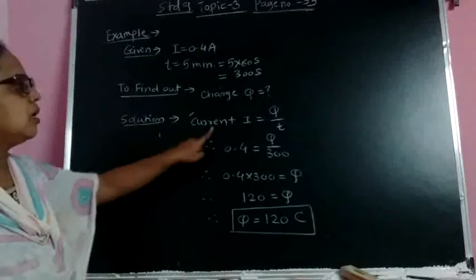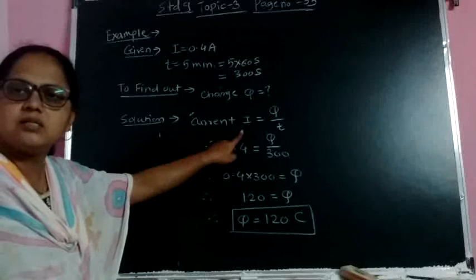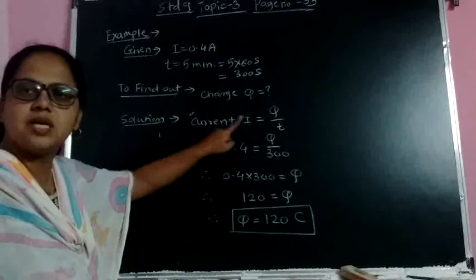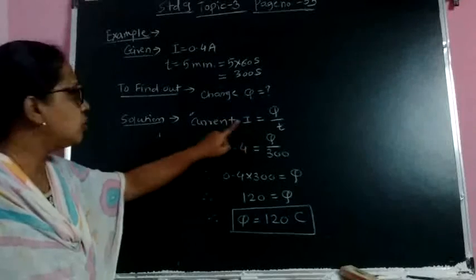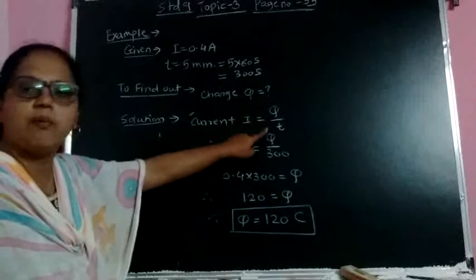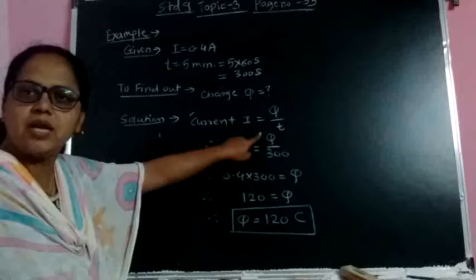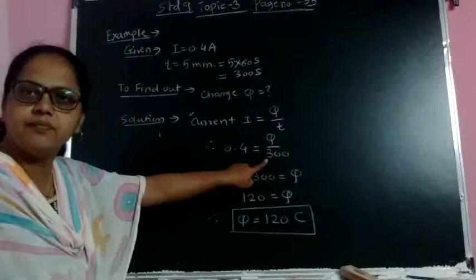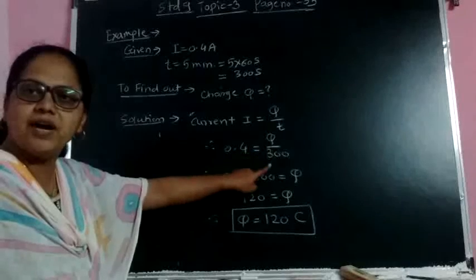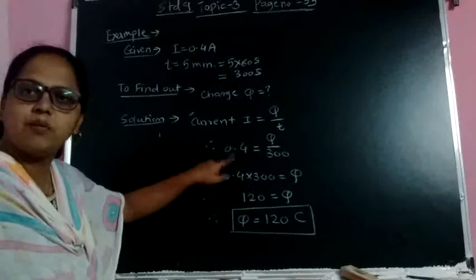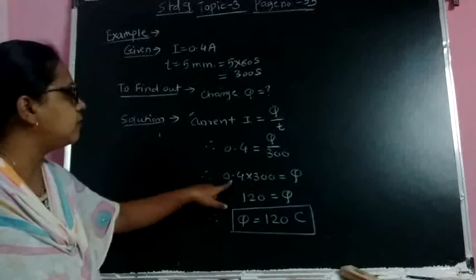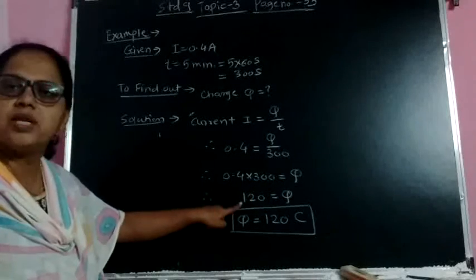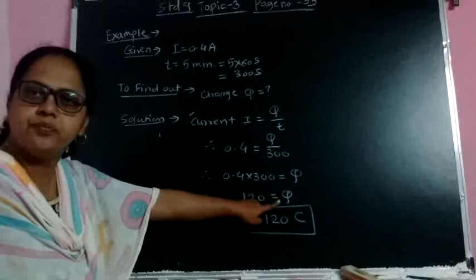The solution: current I is the ratio of charge upon time. So you can write current I is equal to Q upon T. Put all these values: 0.4 is equal to Q upon 300. 300 is in division on one side, so on the other side it goes for multiplication. Therefore 0.4 into 300 is equal to Q. After multiplication you will get 120 is equal to Q.